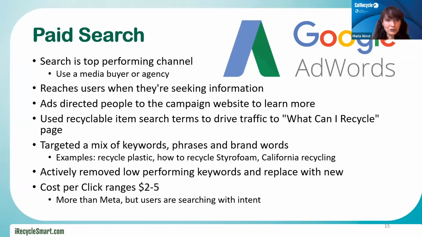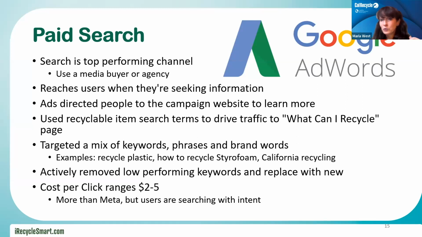It reaches the users when they're seeking the information, so they're more responsive. They're directed to the campaign website, so they'll have that resource in the future. They can easily just bookmark it. We used recyclable items and search terms to drive traffic. One of the biggest ones is "what can I recycle?" We targeted a mix of keywords, phrases, and brand words.